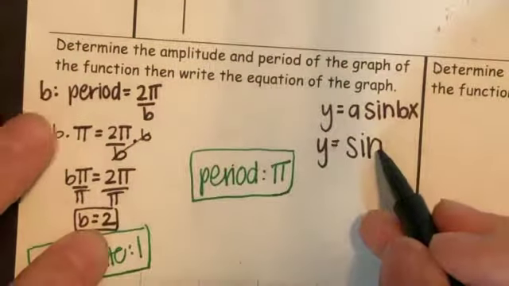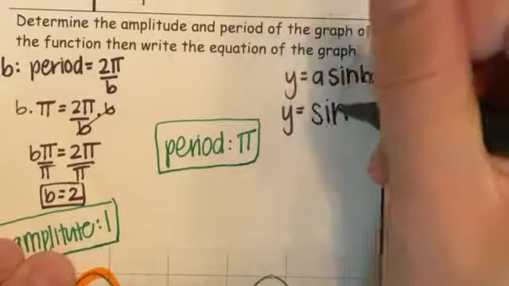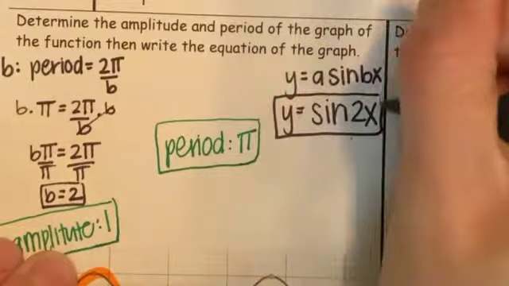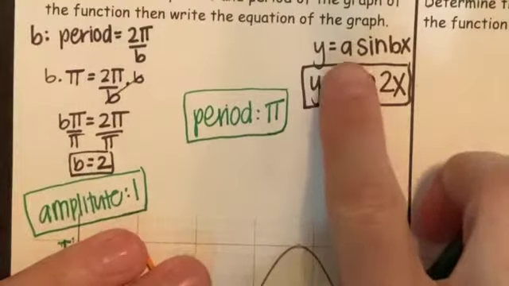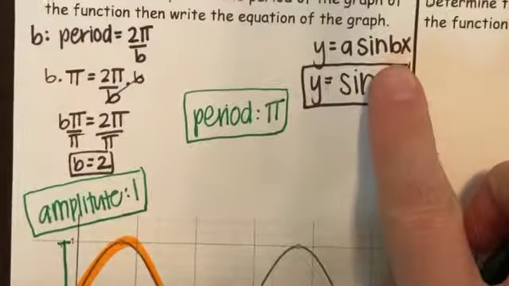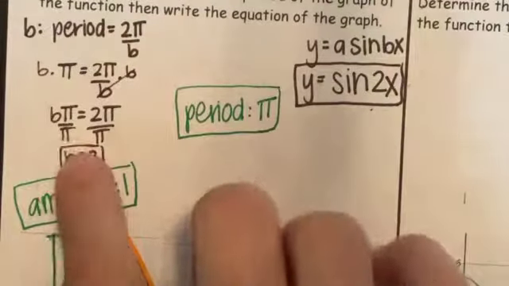So right here in my equation, 1 times sine 2x. The a value is just your amplitude, which is pretty easy to find. The b value is going to take a little bit more work each time. So you find the period, and then you're going to use that to find b.